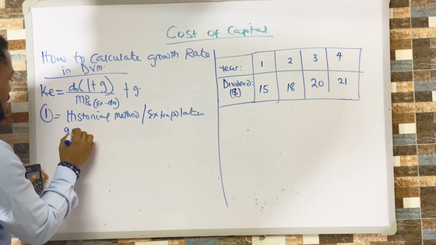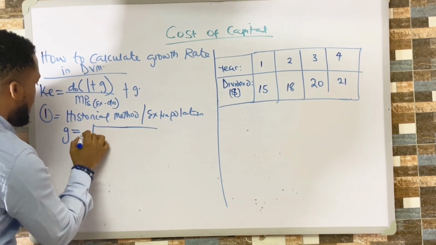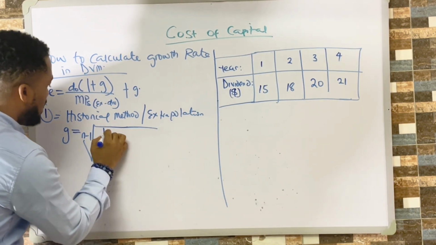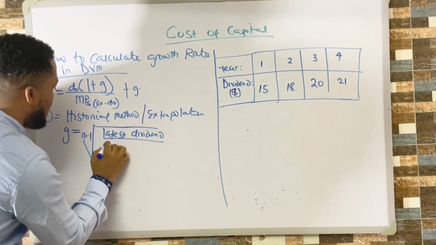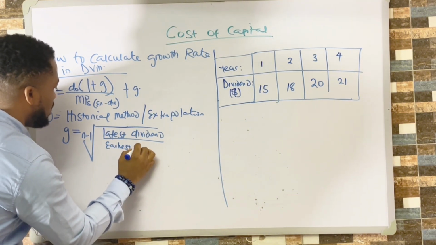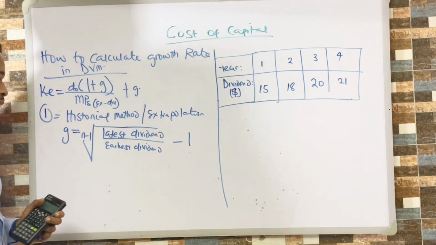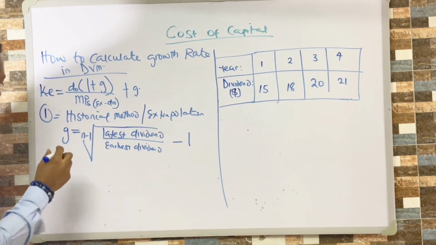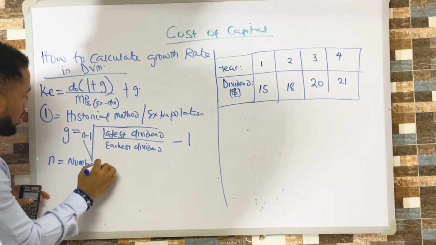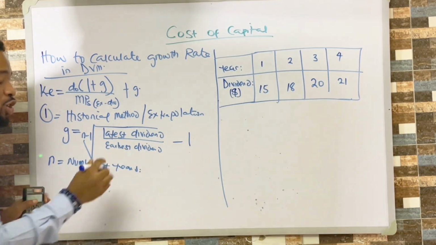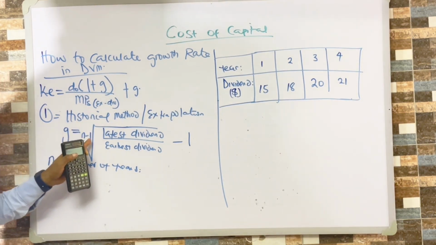Our G equals the (n minus 1)th root of the latest dividend divided by the earliest dividend, then minus 1. This is how to calculate that. What are we saying here? Simply put, n equals the number of years. How many observations do you have? Year 1, 2, 3, 4. Just count them: 1, 2, 3, 4, 5. You bring it here as n minus 1.